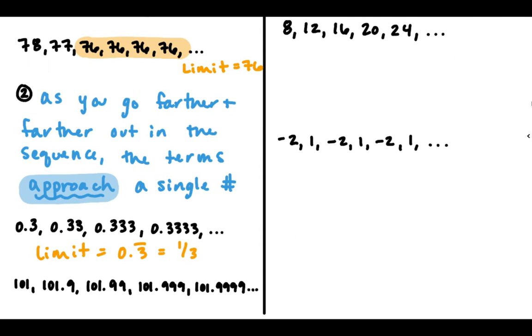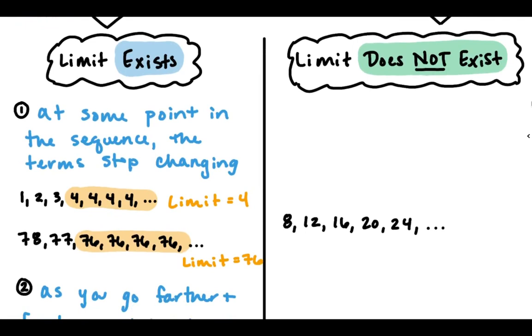Every time we add another 9, we get a little bit closer to 102, right? Already at 101.9, we're really close to 102. And then we get even closer, even closer, even closer. So as this sequence goes on, it gets closer and closer to 102. So we say the limit of this sequence is 102 because it's getting closer and closer to that number. Okay, so those are the two situations where a sequence is going to have a limit. But like we said, not all sequences have limits. So let's look at what it looks like when a sequence doesn't have a limit.